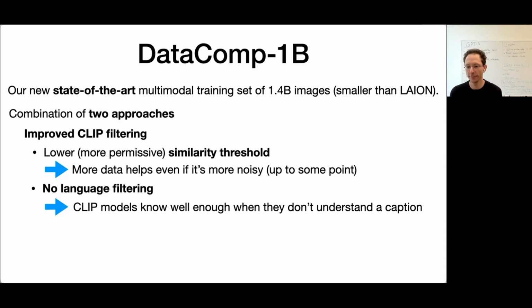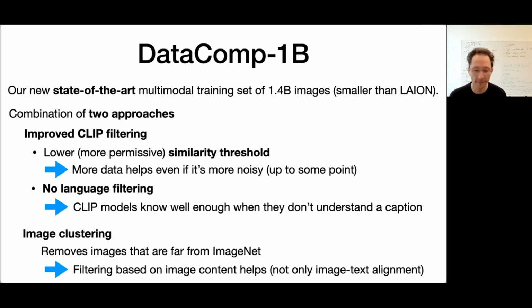The other thing is we simplified the Lion filtering a lot. For instance, one part we could take out was the language filtering, because it turned out that the clip model already knows well enough if it understands a certain caption or not. The second part was image clustering. Basically, we removed images that, in a clip embedding space, are far from ImageNet. This is not taking the text part into account, but we found that doing this basic quality control on the image side substantially improved the quality of the overall data set. The final DataComp 1B dataset is basically the intersection of the image clustering dataset and the clip filtering dataset.